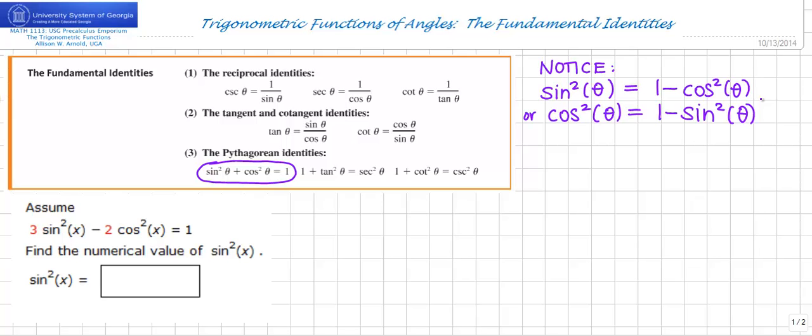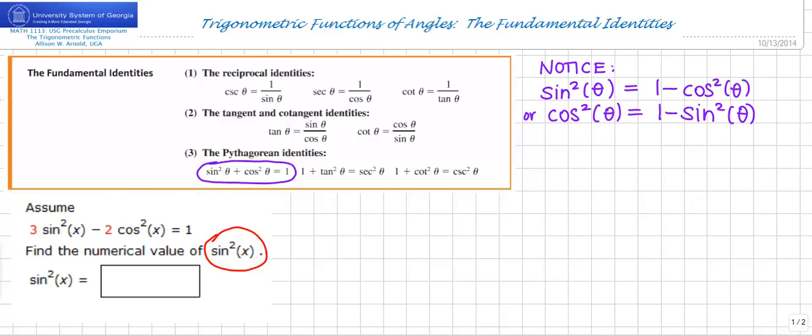The problem that I want you to solve is, assume that 3 sine squared of x minus 2 cosine squared of x equals 1, and find the numerical value of sine squared of x. So that means we want to end up with sine squared of x equals a number.